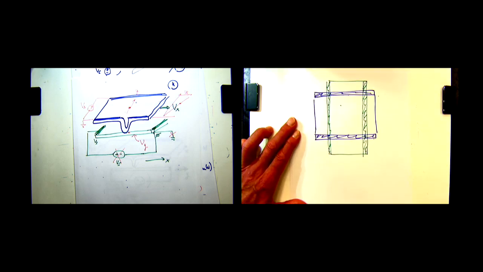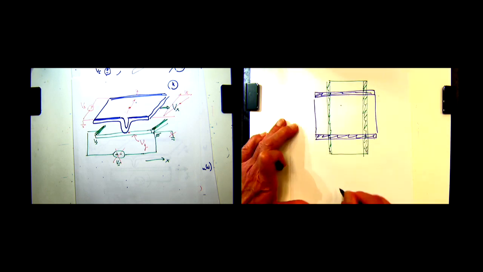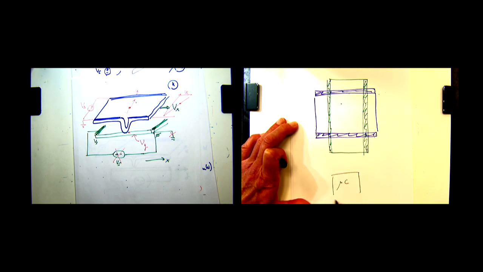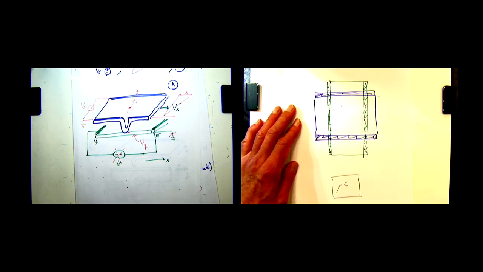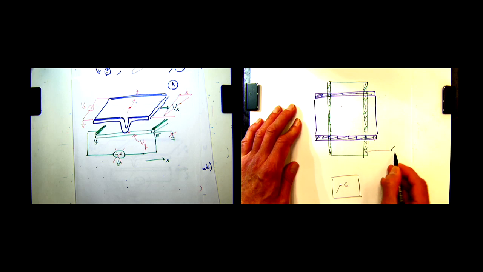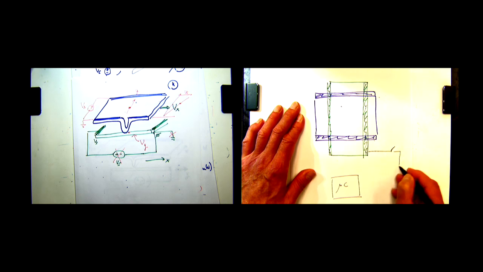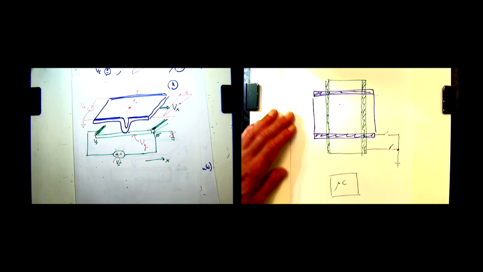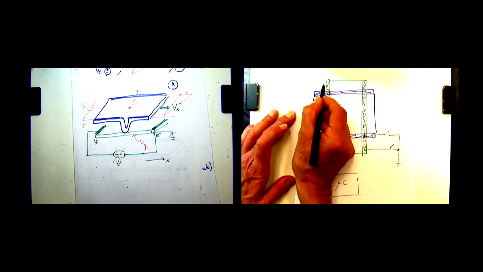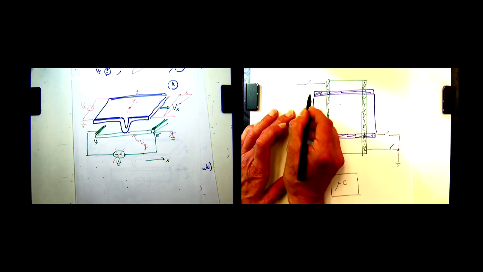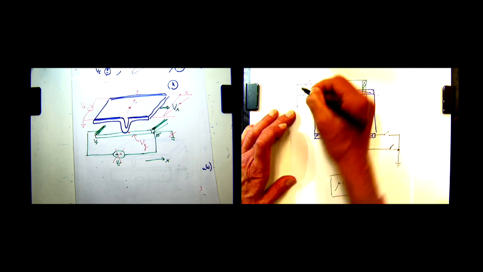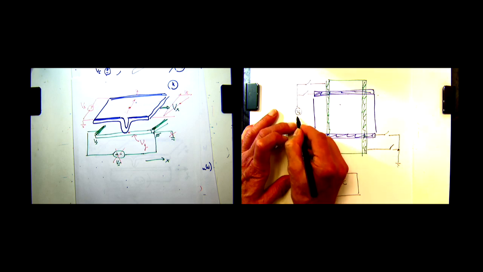And then we have our microcontroller. And that microcontroller controls a bunch of switches. So the microcontroller has a switch like this that connects this one to ground, or has a switch like this that connects this one to ground. And likewise, the microcontroller has a switch up here, two switches. And that's connected to this voltage source.